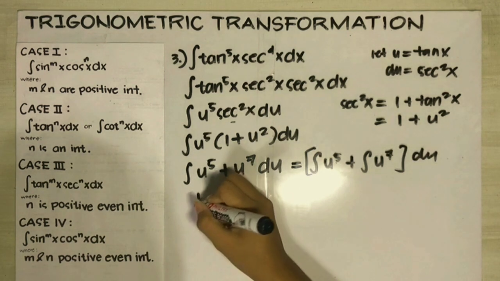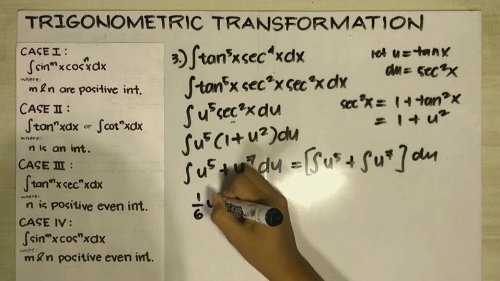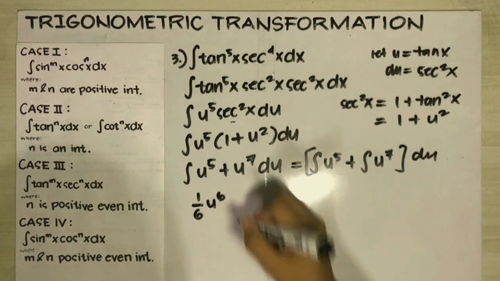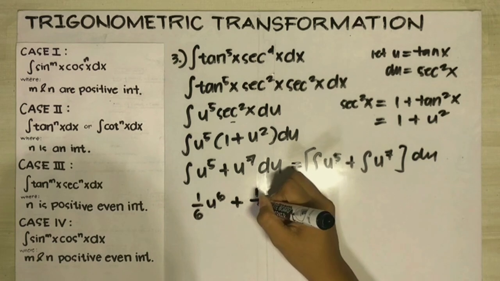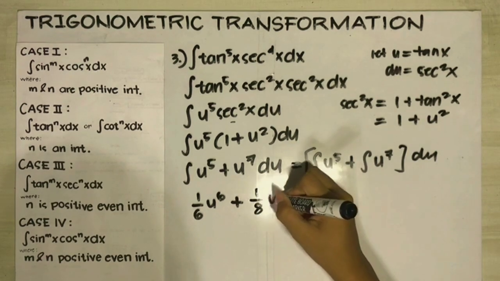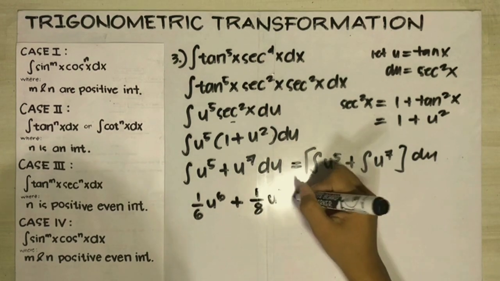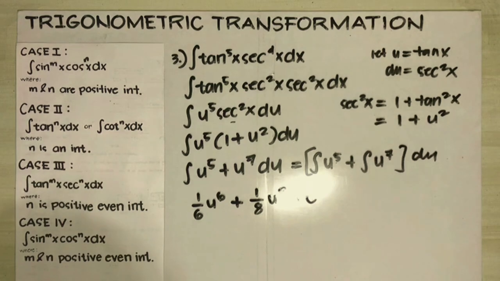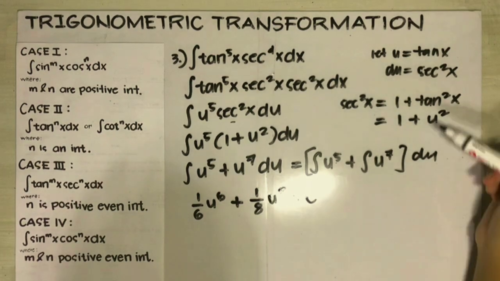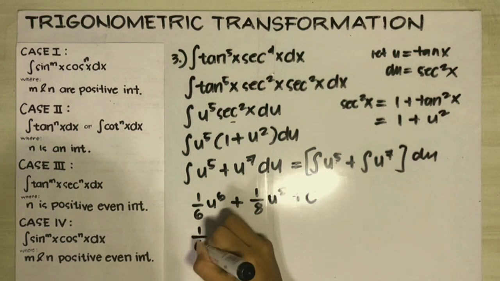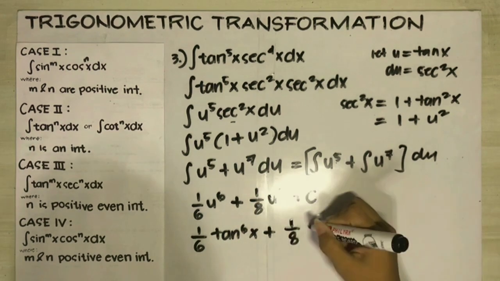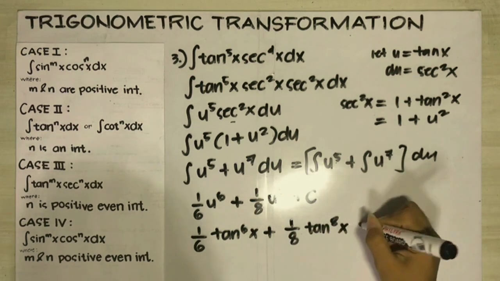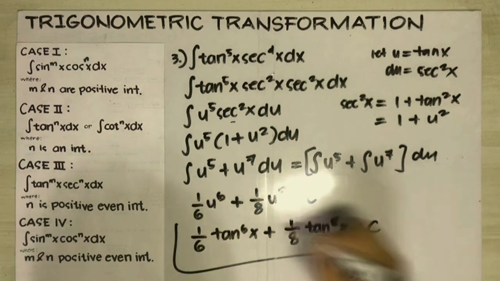Using the power rule, we can now have our final answer. 1 all over 6 u to the sixth power plus 1 all over 8 times u to the 8th power plus c. And now, we can substitute the value of u. So this is our final answer.